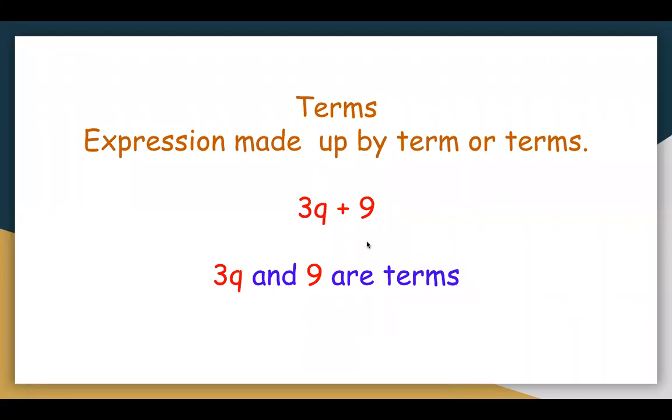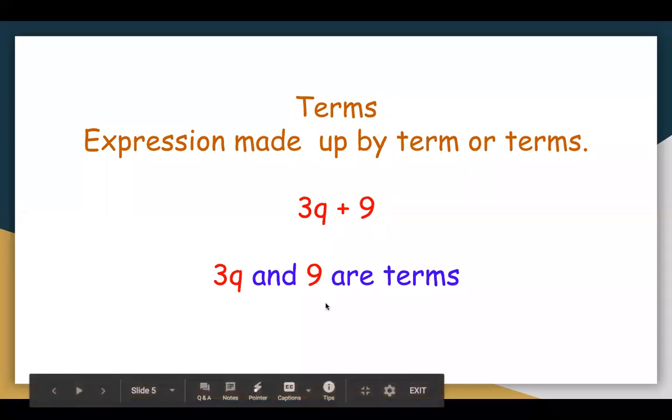If it's any other letter, like 3x, then 3x is a term. So when a number and a variable are together, that's one term. If they are separate, those are separate terms, like here, plus 9, which is another separate term, okay?